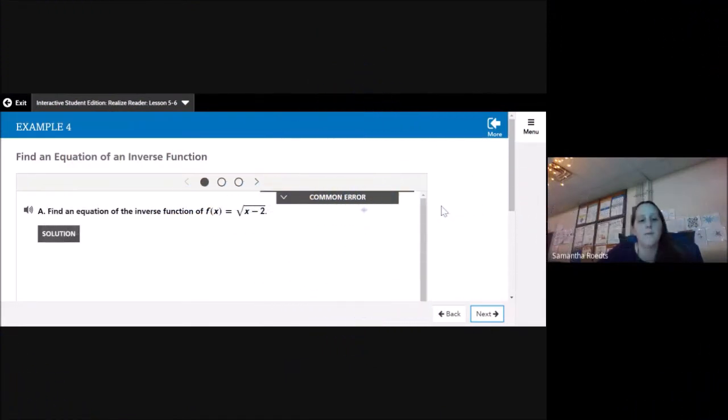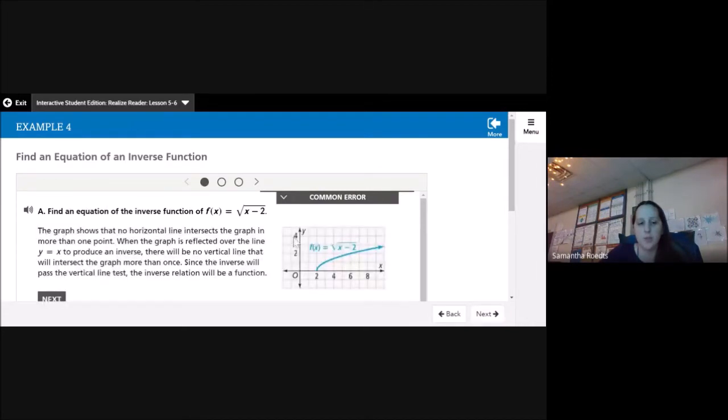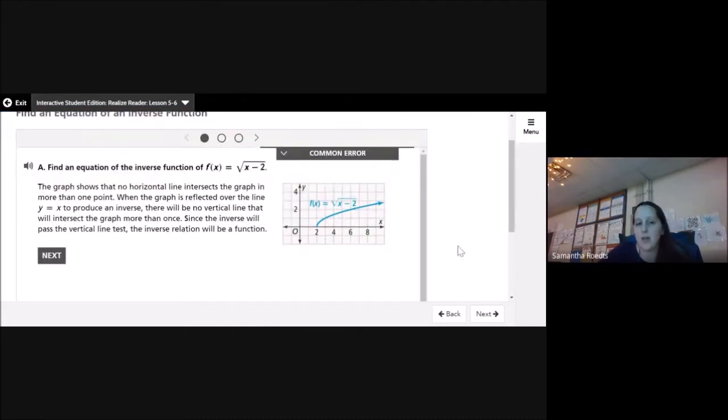All right, example 4. Find an equation of an inverse function. Find an equation of the inverse function of f of x equals the square root of x minus 2. The graph shows that no horizontal line intersects the graph in more than one point. When the graph is reflected over the line y equals x to produce an inverse, there will be no vertical line that will intersect the graph more than once. Since the inverse will pass the vertical line test, the inverse relation will be a function.